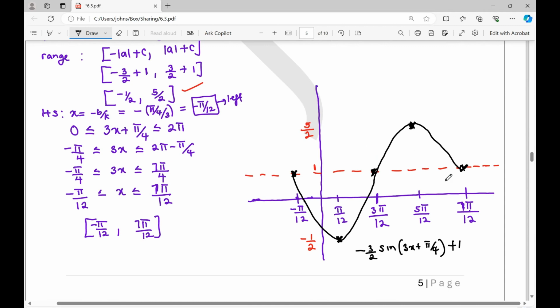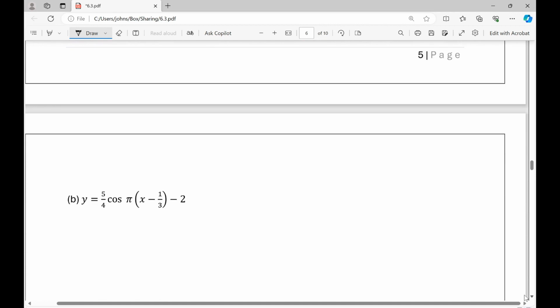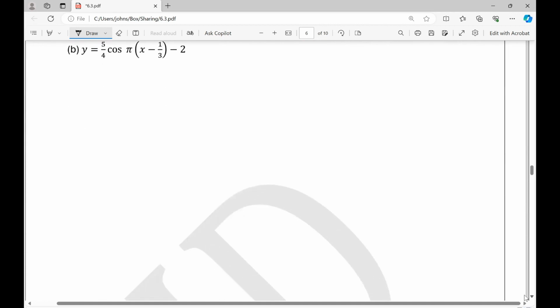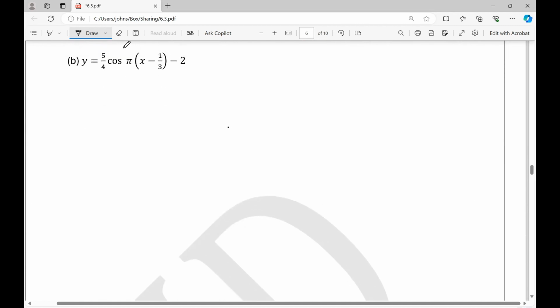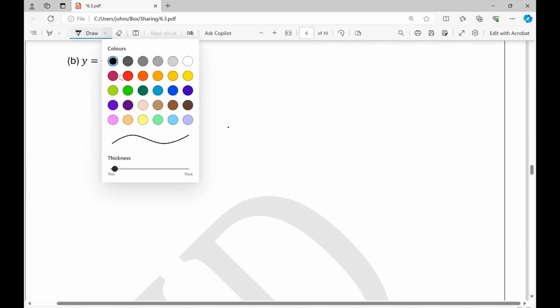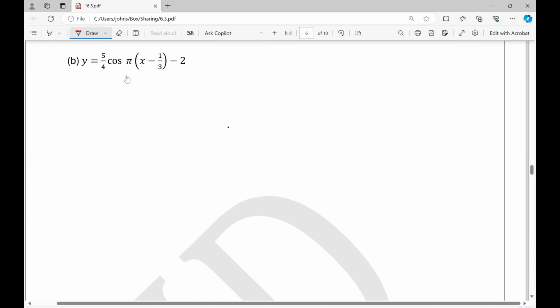All right, so I think we have one more to take. Yes, question B. Now, this one, we're still going to follow the same procedure. How do I mean? You just need to rewrite to make things clearer in the form that we like. You take this pi inside, which is pi x minus pi over 3, minus 2, right?